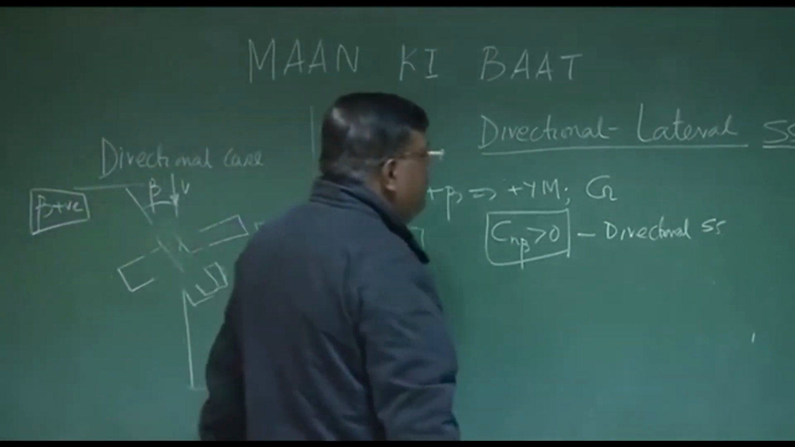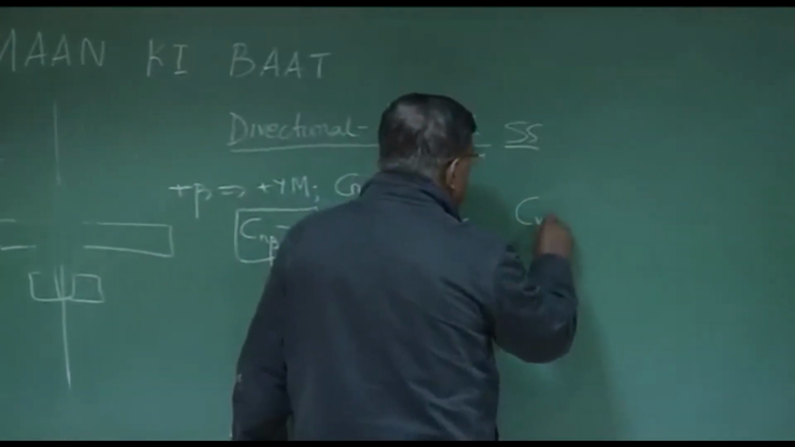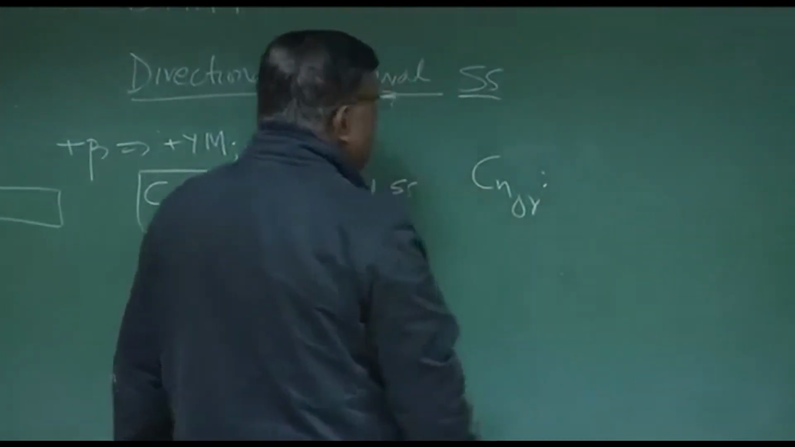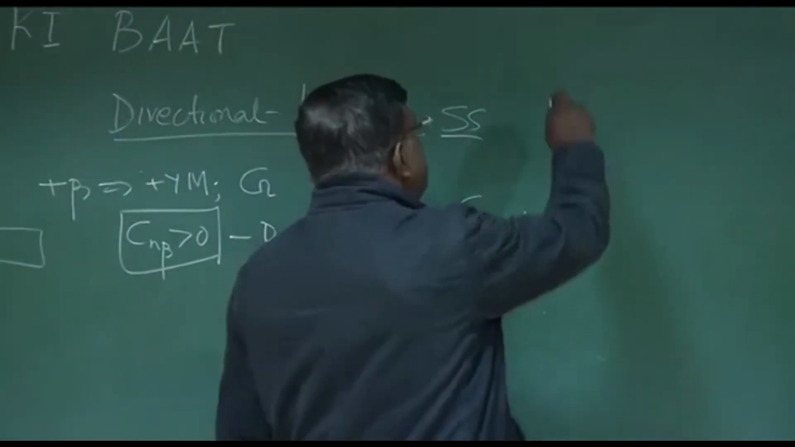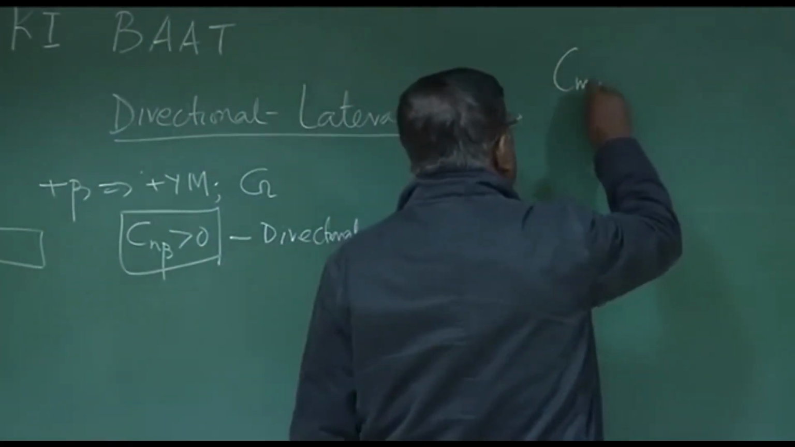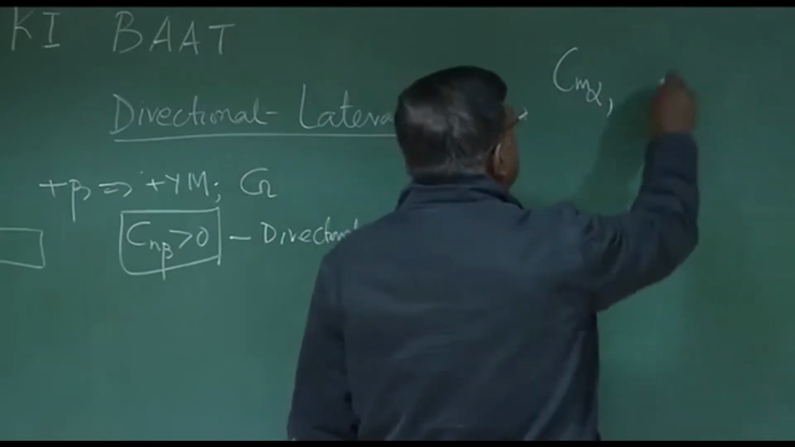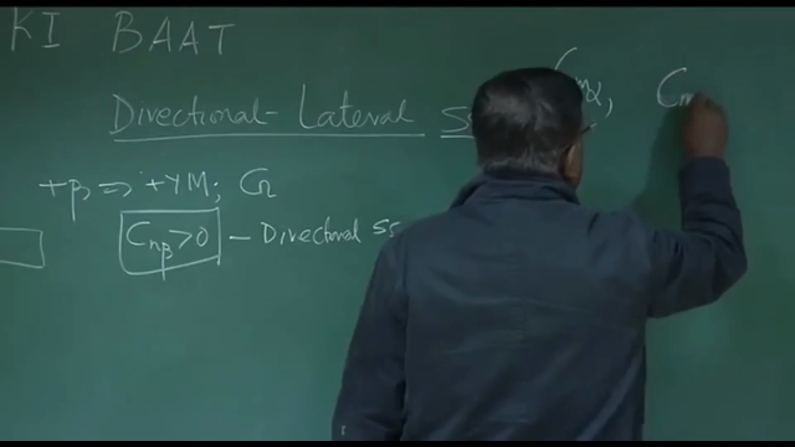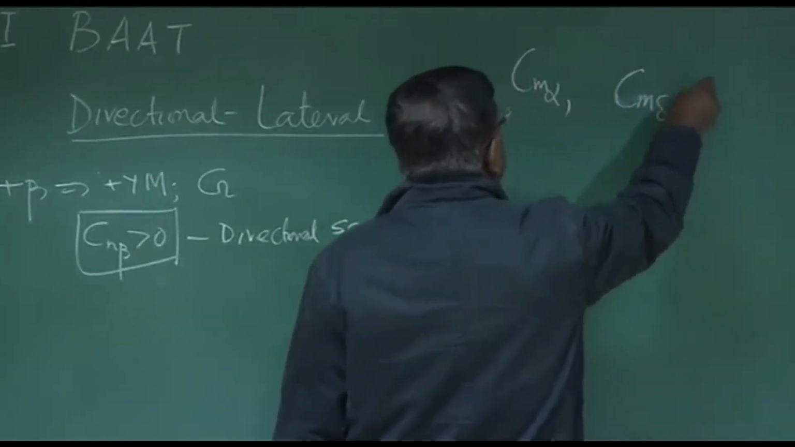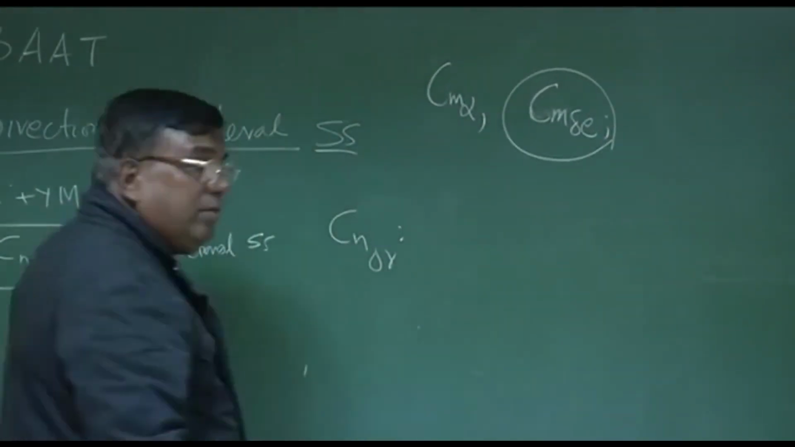Then we discuss Cn delta R. Right? What was the Cn delta R? Very easy to understand. Remember, for the longitudinal case, we had Cm alpha, which is static stability. Then we have Cm delta E. This was elevator control power.